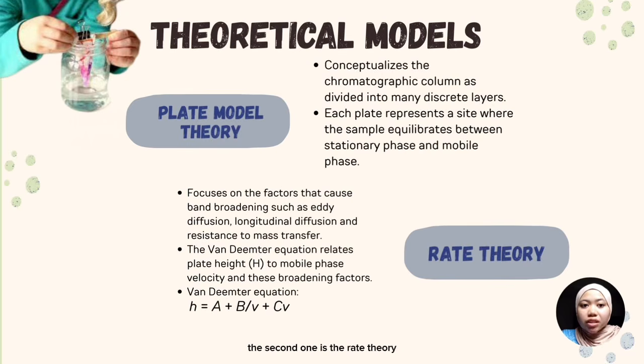The second one is the rate theory. Rate theory focuses on the factors that causes band broadening, such as eddy diffusion, longitudinal diffusion, and resistance to mass transfer. The van Deemter equation relates plate height to mobile phase velocity and these broadening factors. In the van Deemter equation, H stands for reduced plate height, a dimensionless measure of the band broadening. A, B, and C are constants, and v stands for reduced velocity.